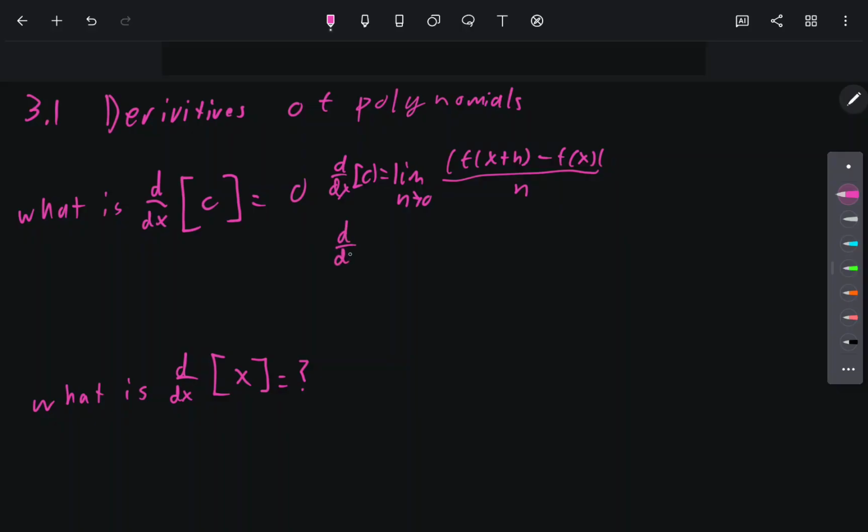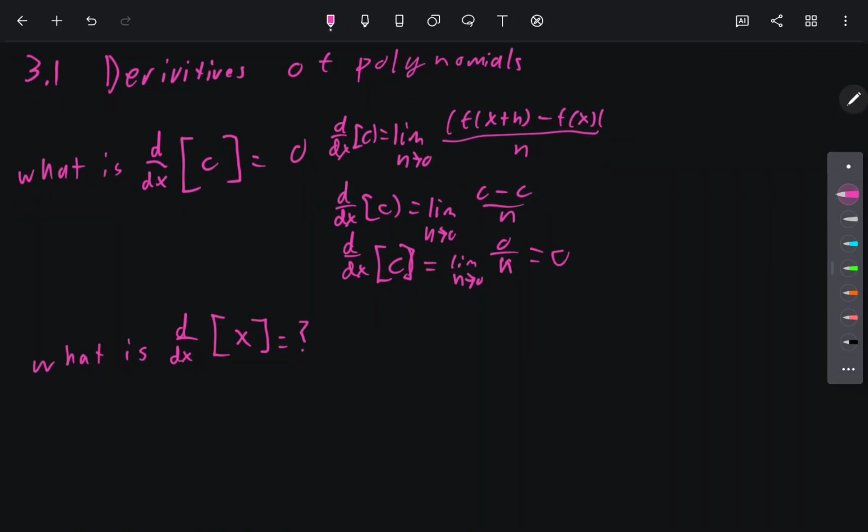So d over dx of c, well, we have a function c here, and c is just a constant. It has no x's, so we can't put in x plus h. So we get c minus c over h. Well, with that in mind, whenever we take the limit as h approaches 0 of 0 over h, this h isn't going to actually be equal to 0. It's just going to be 0. So this is really just going to be equal to 0.